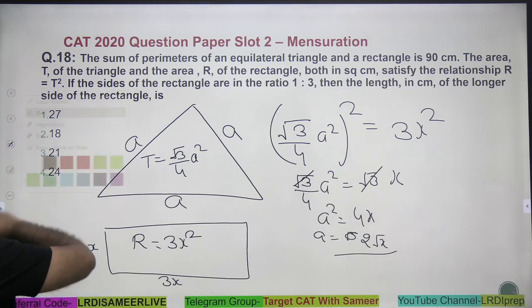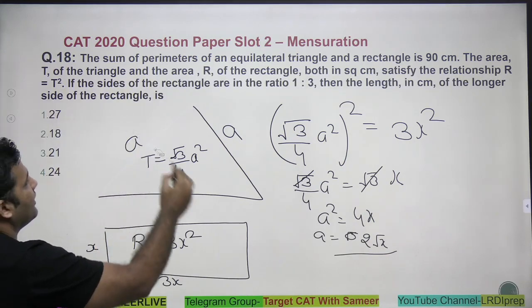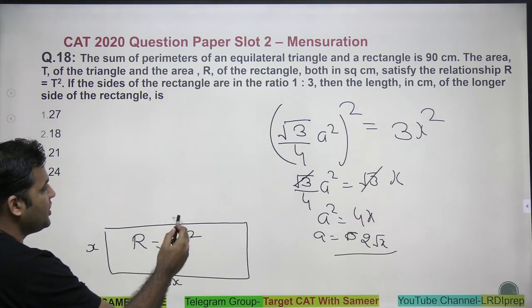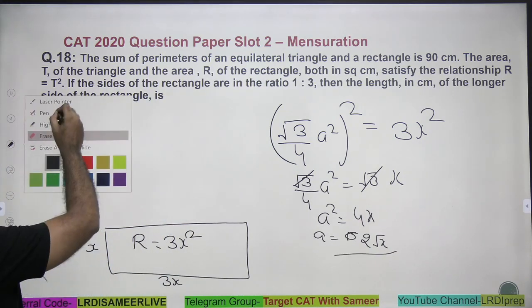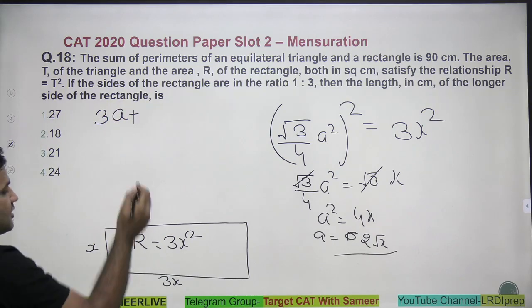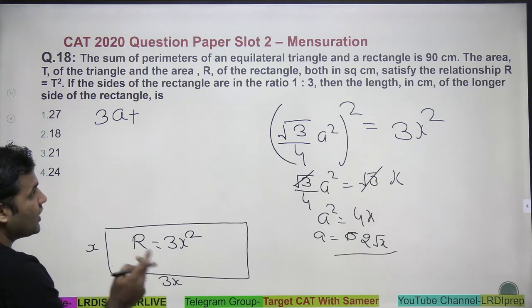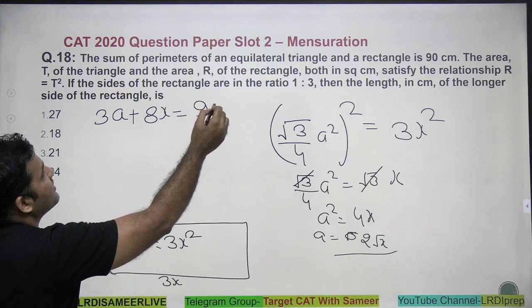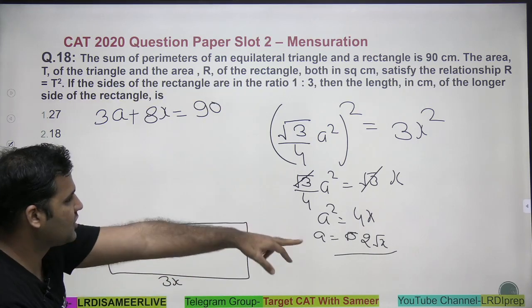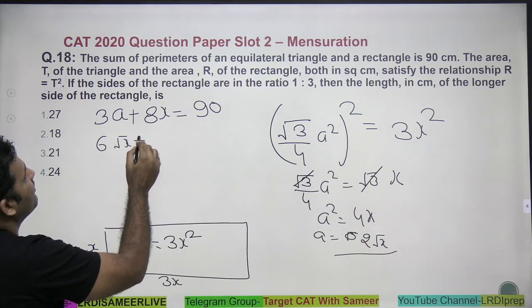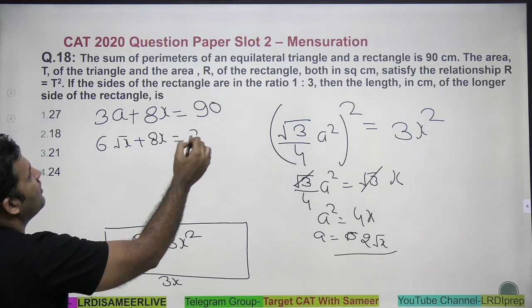Now let's create space here. Let's use this property. The summation is given to me. The summation is the perimeter of equilateral triangle plus perimeter of this. This is 3x plus x, 4x, 4x double would be 8x. This is given to me as 90. Now use the value of a as 2 root x. So this will be 6 root x plus 8x, that is equal to 90.